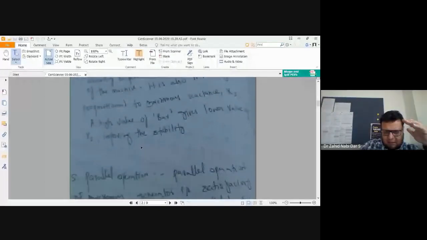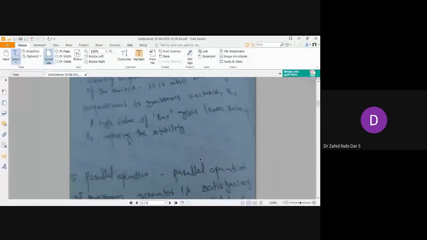P would be equal to E into V divided by Xs and sine delta, where Xs is your synchronous reactance, E and V are your excitation and terminal voltages, and delta is the load angle between them.